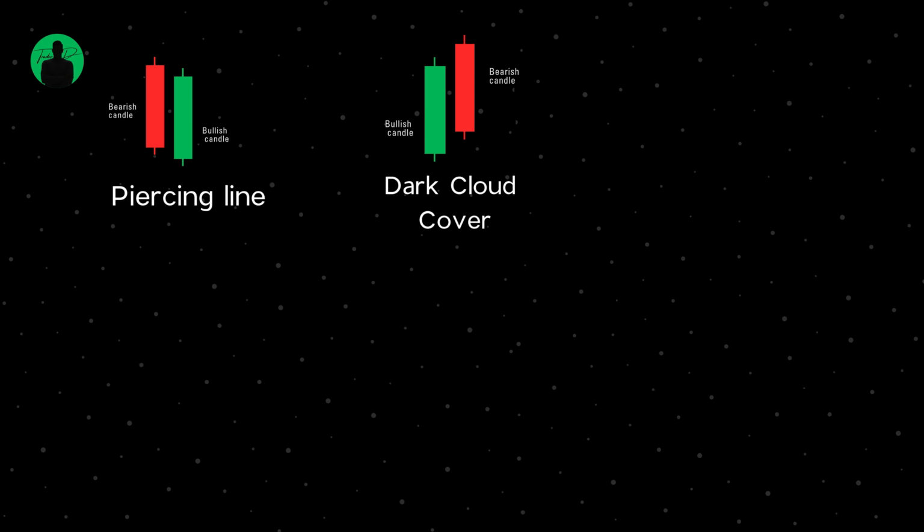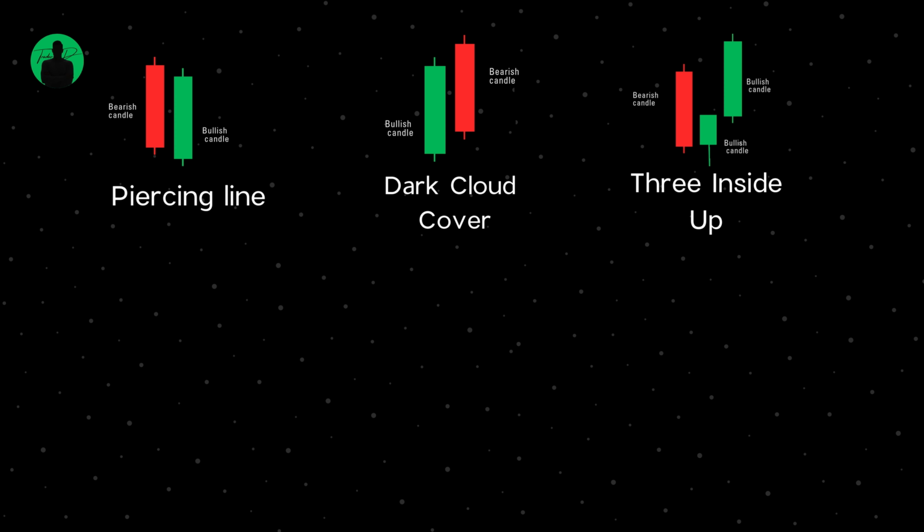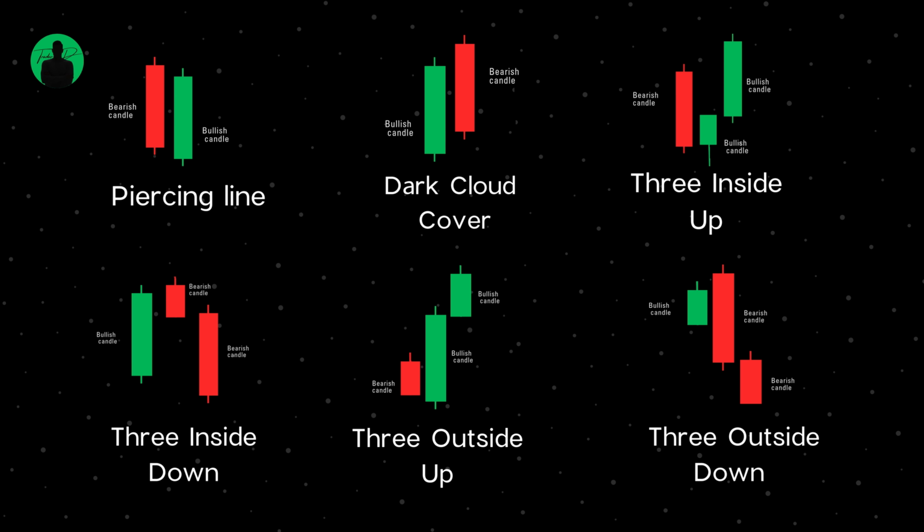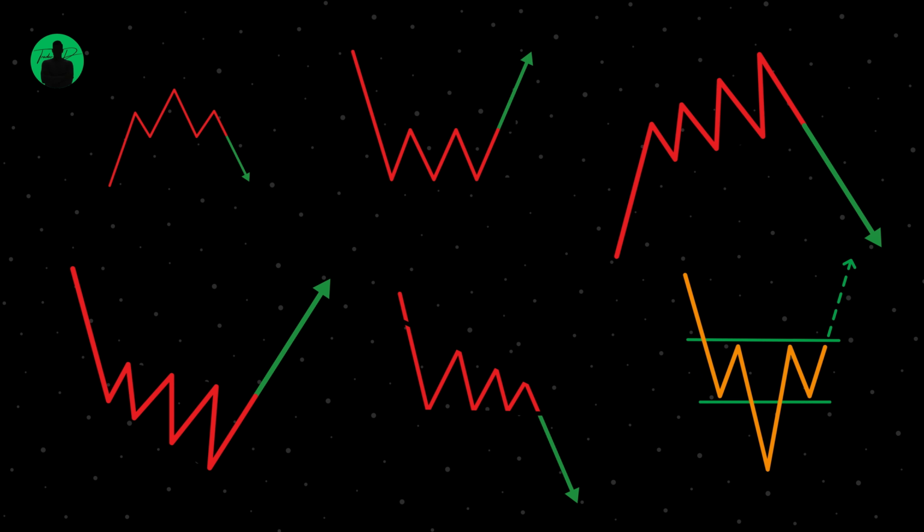So today, we've covered the piercing line, dark cloud cover, 3 inside up, 3 inside down, 3 outside up, 3 outside down candlestick patterns. Next week's video will be our last in the price action roadmap series, where we'll cover all the remaining topics and get ready to jump into chart patterns.